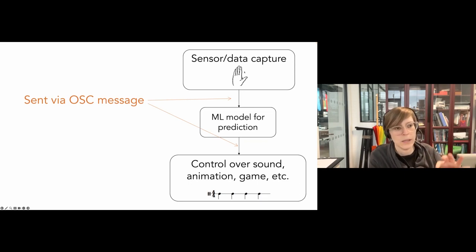So that could be a piece of code in Python or C++ or Max or Processing, or you name it. And likewise, it's going to take the outputs of that model and send them somewhere else, to some other piece of software, maybe Max or ChucK or SuperCollider or Processing or a game engine. Again, lots of different options. It does this by sending and receiving OSC messages.